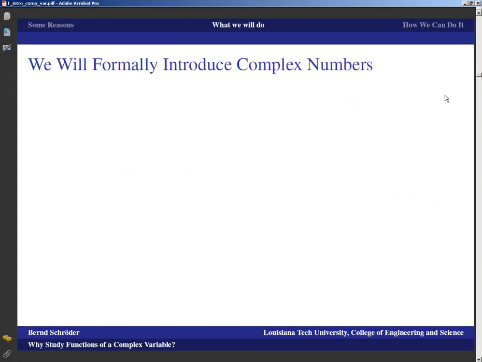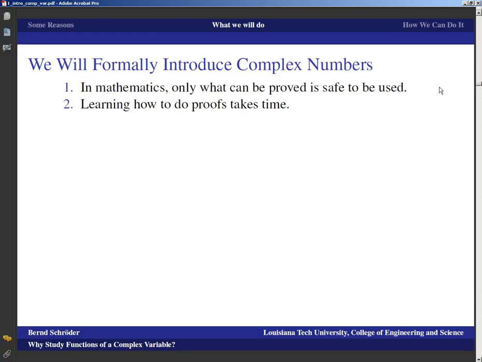Okay, so what are we going to do? Well, we're going to start by formally introducing complex numbers, and that's a little different from what we're used to from, say, calculus, where we basically say, well, you know the numbers, now let's work with them. We actually will go from the point of view that in mathematics we can only use what can be proved, and so we will start by saying, the real numbers work like they always did, but how do we actually construct the complex numbers?